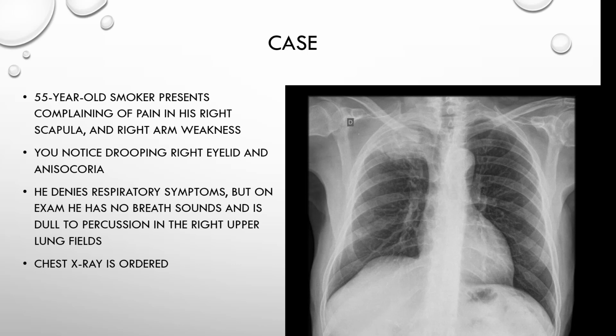So you get a chest x-ray. And when you look at the chest x-ray, this is what you see. He has an opacity in his right upper lung, and that opacity is suggestive of something called a Pancoast tumor. It's a kind of lung cancer.